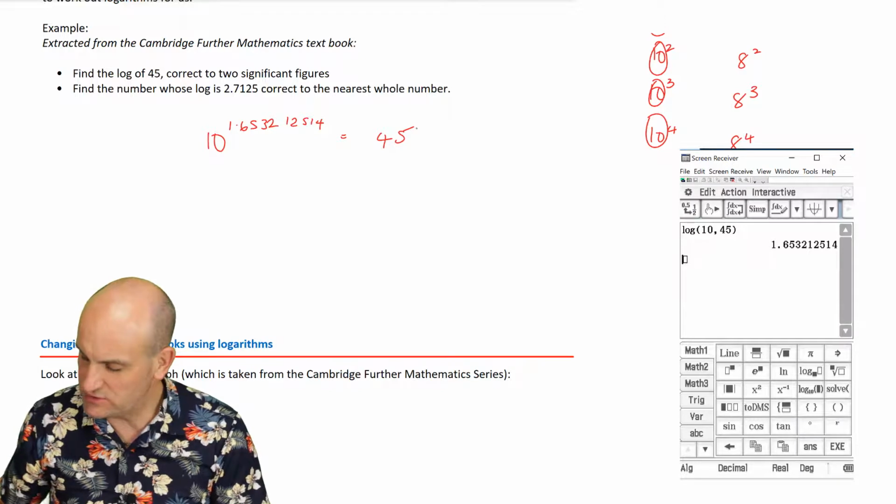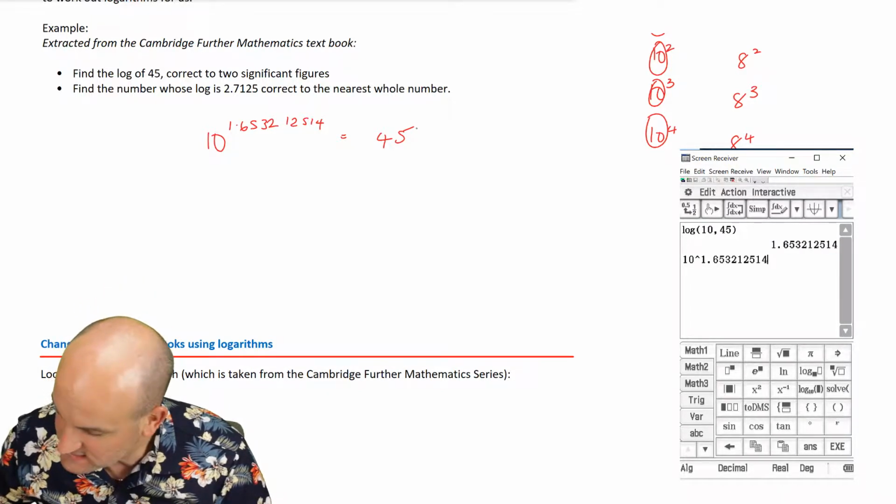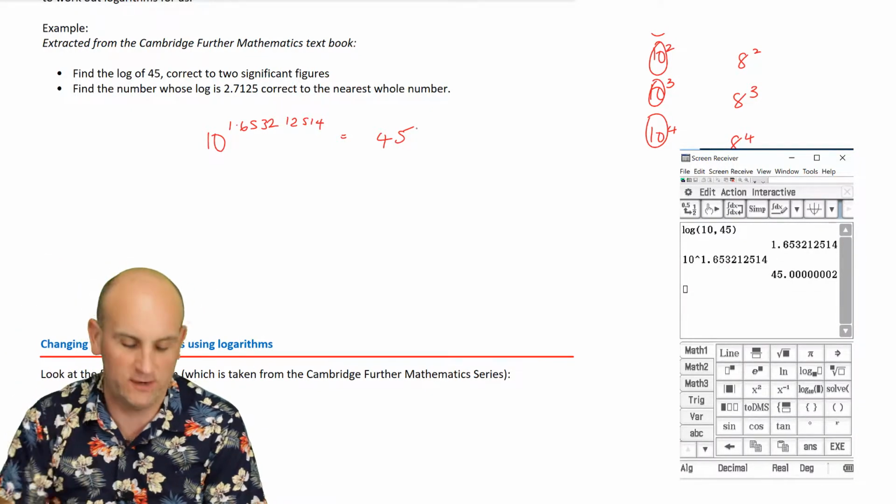Whoa, this is awesome. Let's just check. 10 to the power of my answer. So drag my answer down, press enter, and 45 it is. Could life get any more exciting?